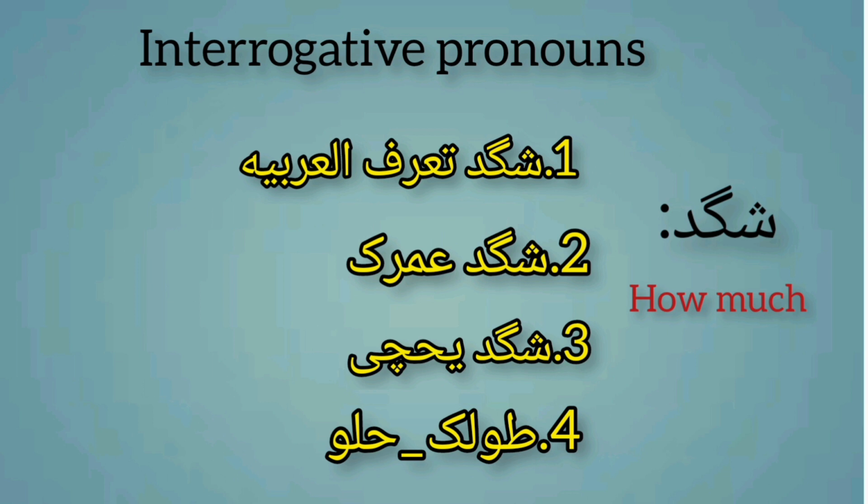The next example, إشقد عمرك. إشقد means how much. عمر means age, and ك is an attached pronoun, meaning your age. How much is your age? But as you know, in English we say, how old are you? But in Arabic we say, إشقد عمرك. إشقد عمرك means how old are you.